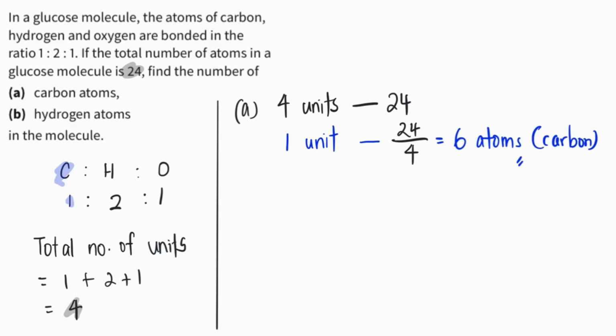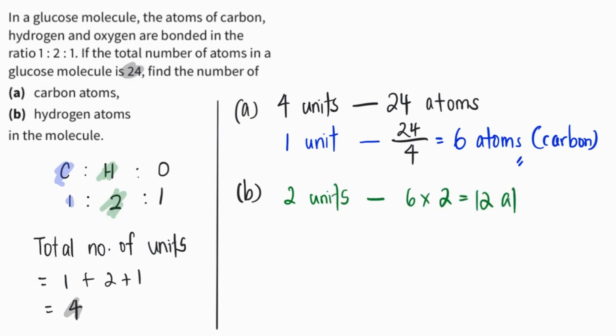Done. Let's make it easier to see. Okay, and for part B, hydrogen. Let me use another color for hydrogen. Hydrogen will be 2 units. So since I already got that 1 unit represents 6 atoms, I just need to find 2 units, and that will be 12 atoms. And this will be for my hydrogen.